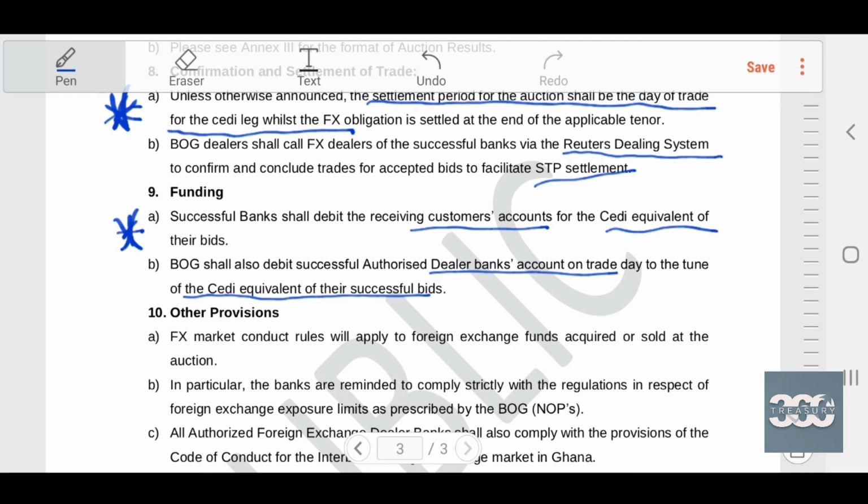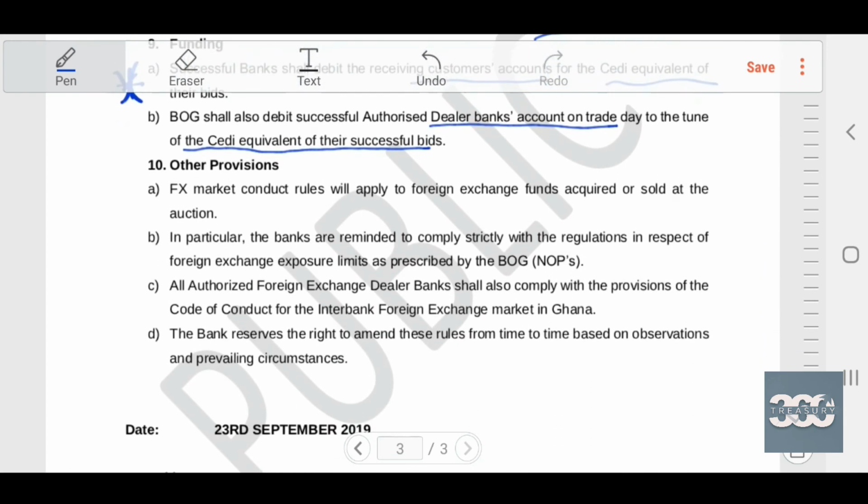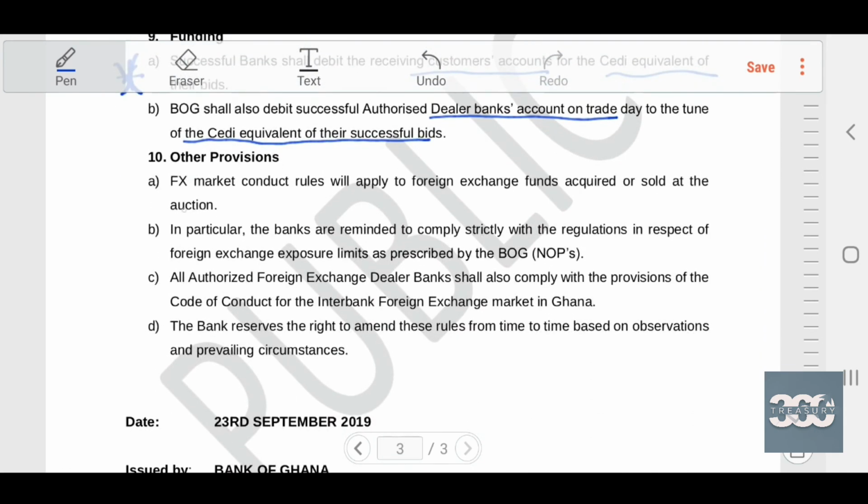Now this increases the demand and pushes the rate higher. So if the successful banks are debiting the customer's account, it means that the customer can only pass this information to one bank, which means that bank is the bank that is going to bid for the client because it has to secure the CD in the customer's accounts before it sends the bid. So this is good. Number 10 is other provisions.